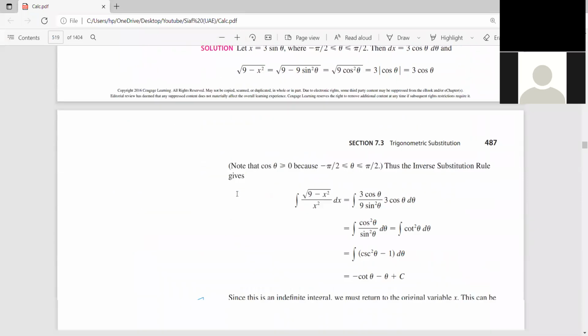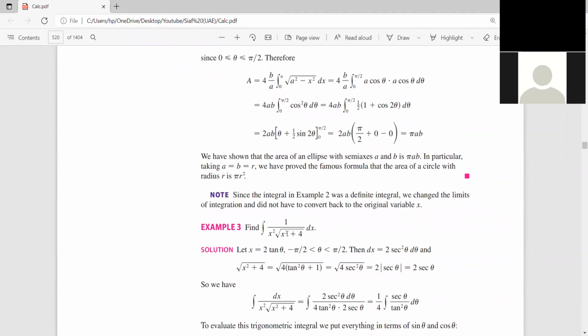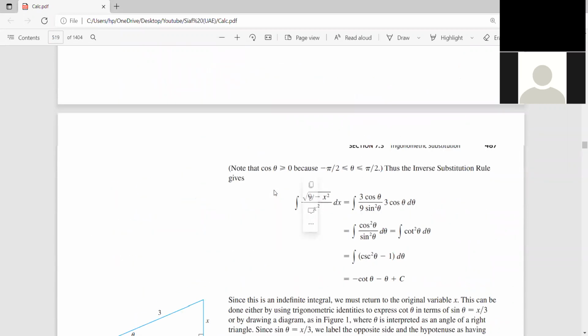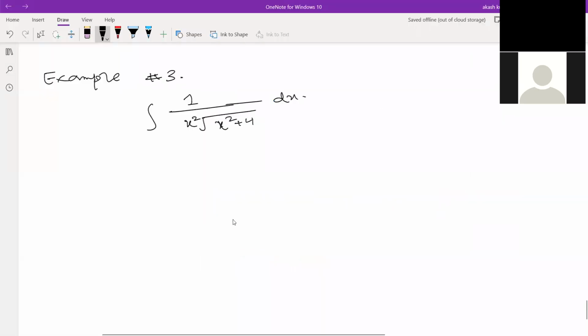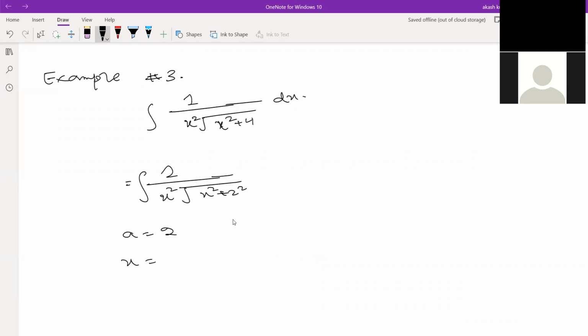We have x squared plus 4. So we need a substitution which has a plus. We can apply the substitution for a squared plus x squared, which is x equals a tan theta. So I can write it down like this: x squared plus 2 squared. Here my a is 2 and my substitution is x equals a tan theta, so it will be x equals 2 tan theta.